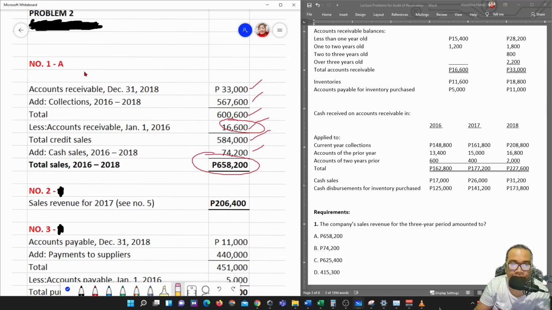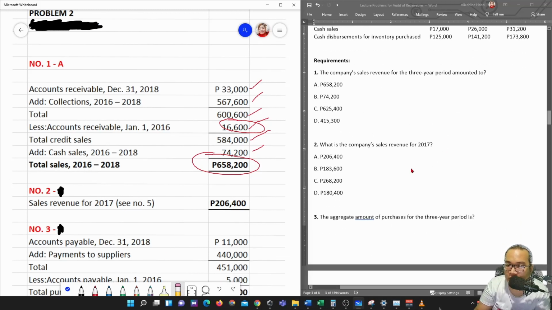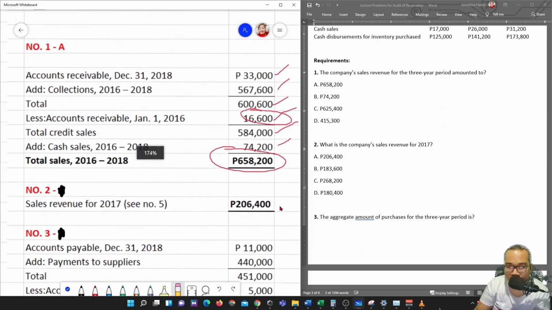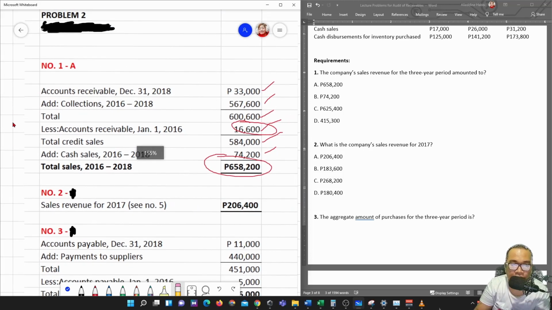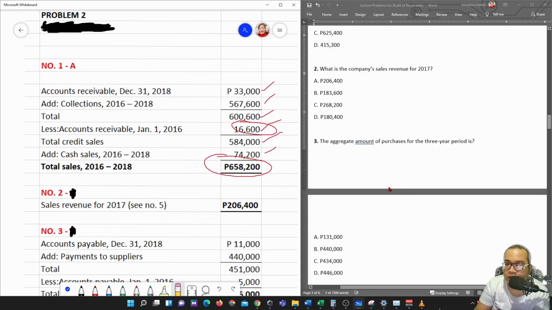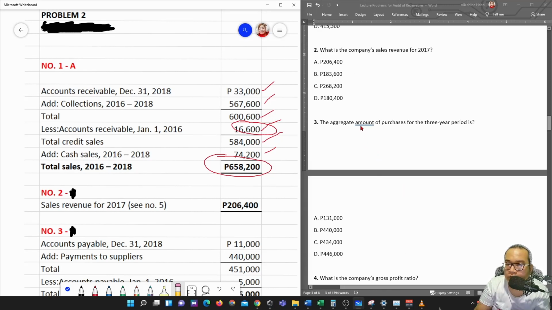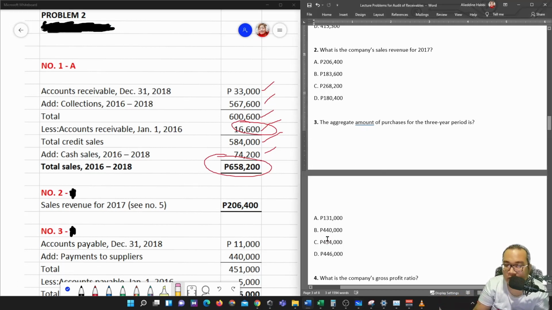So, number 2 tayo. Sa number 2, what is the company sales revenue for 2017? Nakalagay dito, sales revenue for number 5. Kasi sa number 5, nandun yung computation niya. So, sa number 5 tayo titingin. Mamaya na yan. Skip tayo to number 3. Sa number 3, the aggregate amount of the purchases for the 3-year period is, so yung purchases daw. Same yung logic na gagamitin natin from number 1. Same logic, same pattern.